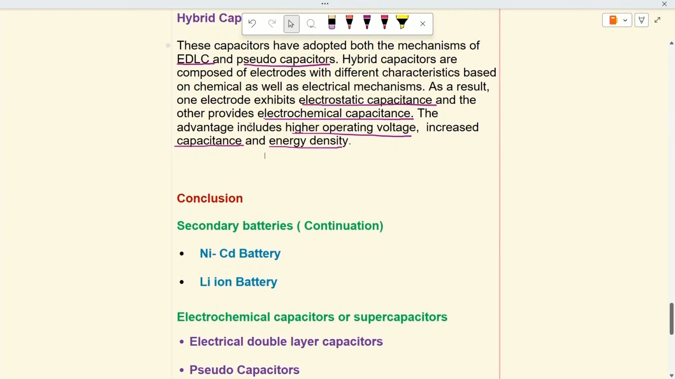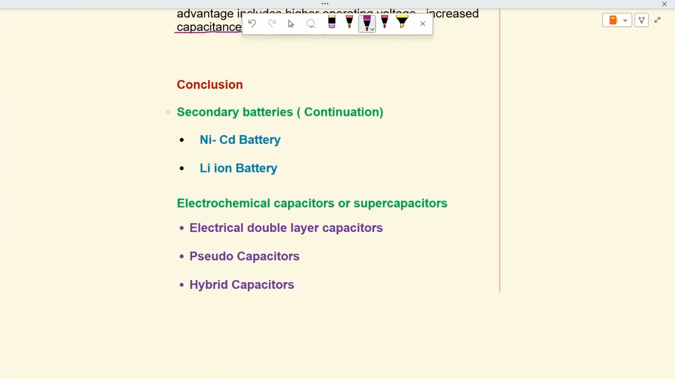Now, let us conclude the session. In the session, we have been seeing the secondary batteries, which is a continuation, the lead acid battery we have seen in the last session, and in this session we have been seeing the nickel cadmium battery, which is again a rechargeable one. Then the other one is the lithium ion battery. Then electrochemical capacitors and supercapacitors, we have been seeing electrical double layer capacitors, pseudo capacitors and hybrid capacitors. Hybrid capacitors are those which include both these techniques together, they are hybrid, forms the hybrid capacitor. Thank you.